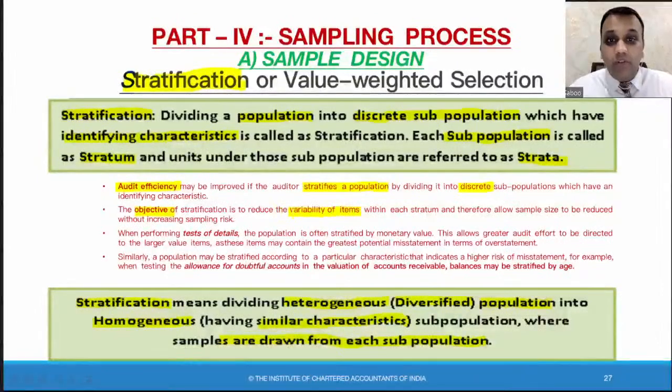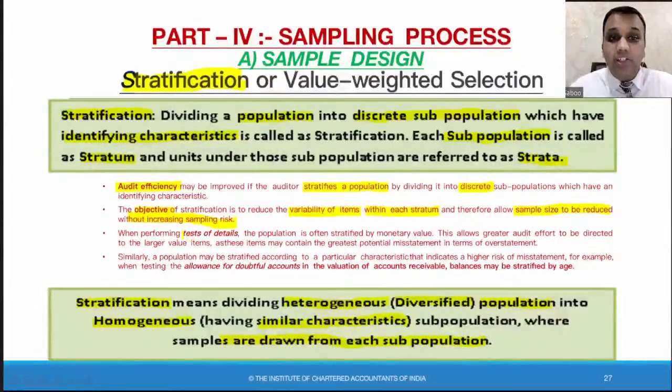So the objective is to reduce the variability in items within each stratum so that sample size could be reduced without increasing sampling risk, because that particular stratum will have similar characteristics. So whatever sample size, as per our understanding and study, we choose, it will be representative of the whole stratum. There won't be any deviations, or if there are any, they would be quite minor.